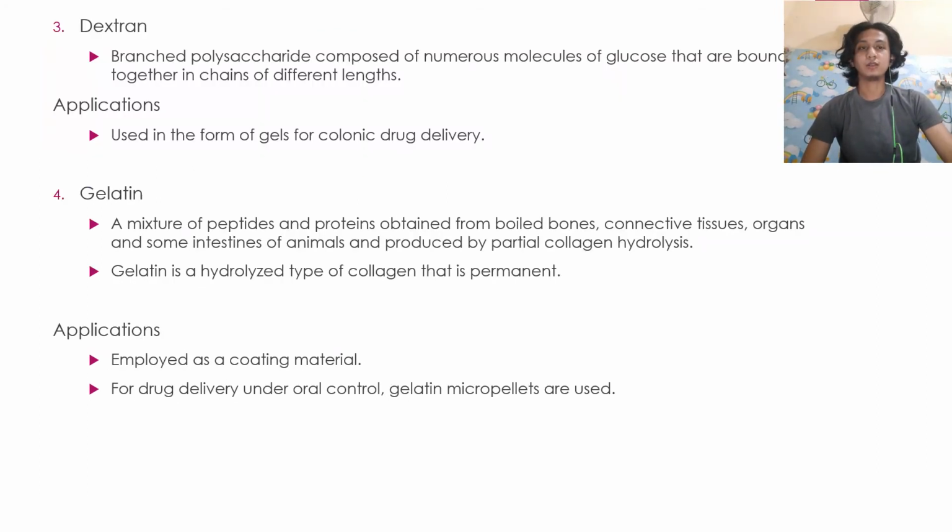It is utilized for the processing of particulate matter. The next one is dextran. A branched polysaccharide composed of numerous molecules of glucose that are bound together in chains of different lengths. The application of dextran is used in the form of gas for colonic drug delivery. For gelatin, a mixture of peptides and proteins obtained from boiled bones, connective tissues, organs, and some intestine of animal and produced by partial collagen hydrolysis. Gelatin is hydrolyzed type of collagen that is permanent. For application, gelatin is employed as a coating material, and for drug delivery under oral control, gelatin micropellets are used.